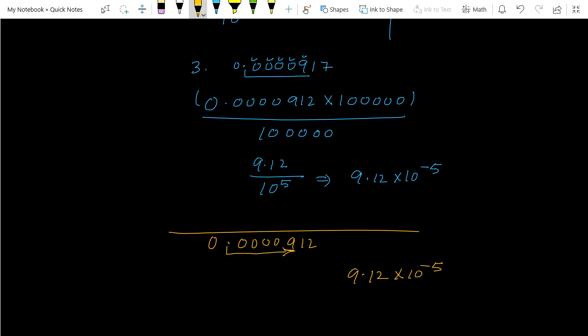If the decimal is shifting towards right side, the index of the 10 must be negative. If the decimal is shifting towards right side 5 places, the index of the 10 must be minus 5. That is the shortcut of changing a very small number into scientific notation. For a very small number, the decimal is always shifting towards right side. That's why the index of the 10 should be negative. If the decimal is shifting 7 times towards right side, the index of the 10 must be minus 7.